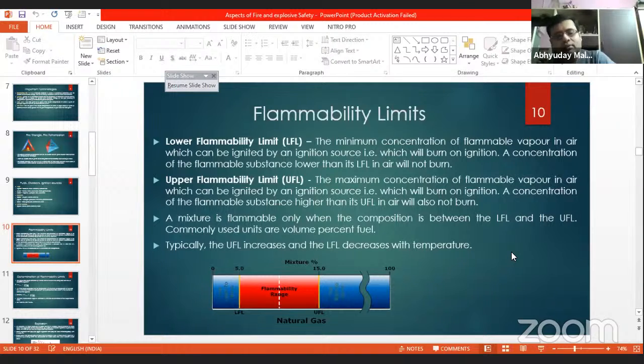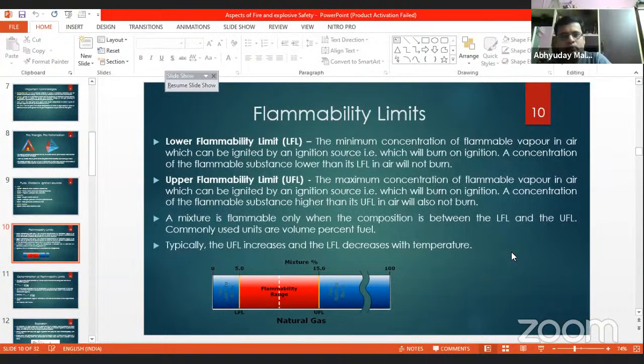Also, if natural gas vapor is present in air in a very large quantity, suppose 25% by volume, then also if you light a match in that mixture, it will not catch fire. So these limits determine the range of flammability of any particular fuel.